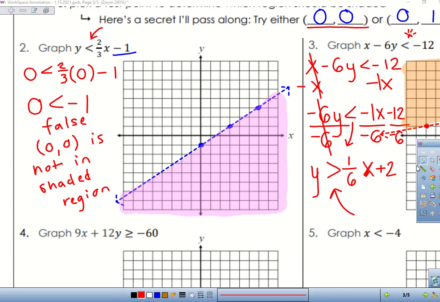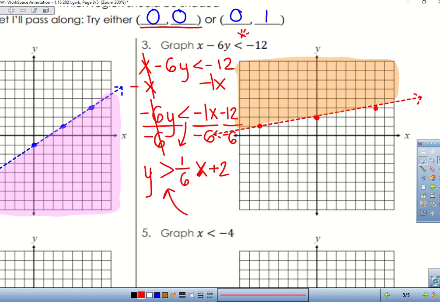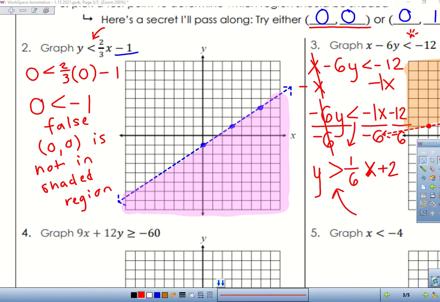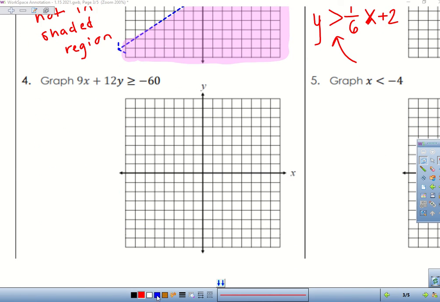Okay. So is everyone good with number 3? Okay. Let's do number 4. So on number 4, we once again need to get it into what form again? Slope-intercept. Good. We got to get it into slope-intercept to work with it.